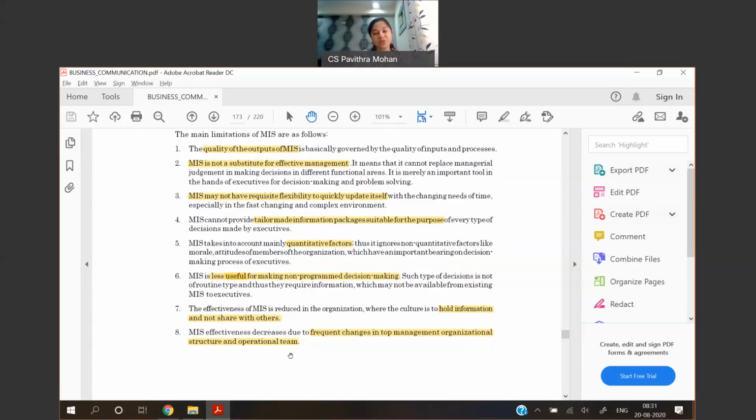Because top level management can change the way they want, they can customize the entire MIS system. So if it is constantly being changed, then it will be a hurdle for the entire organization.